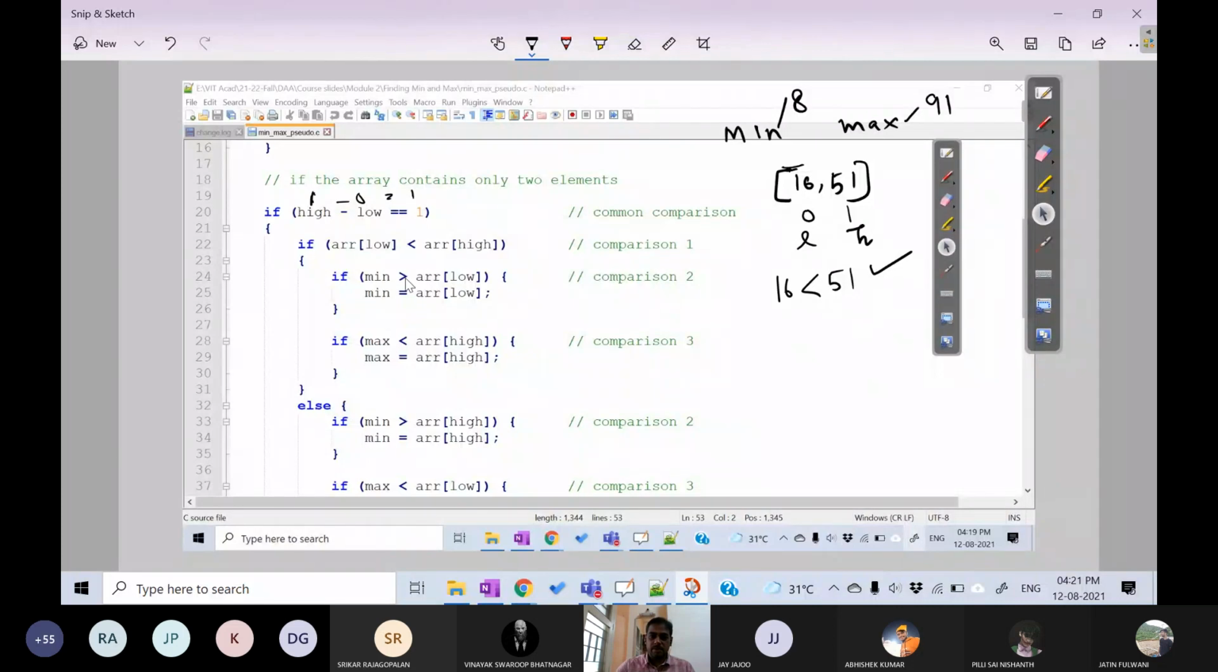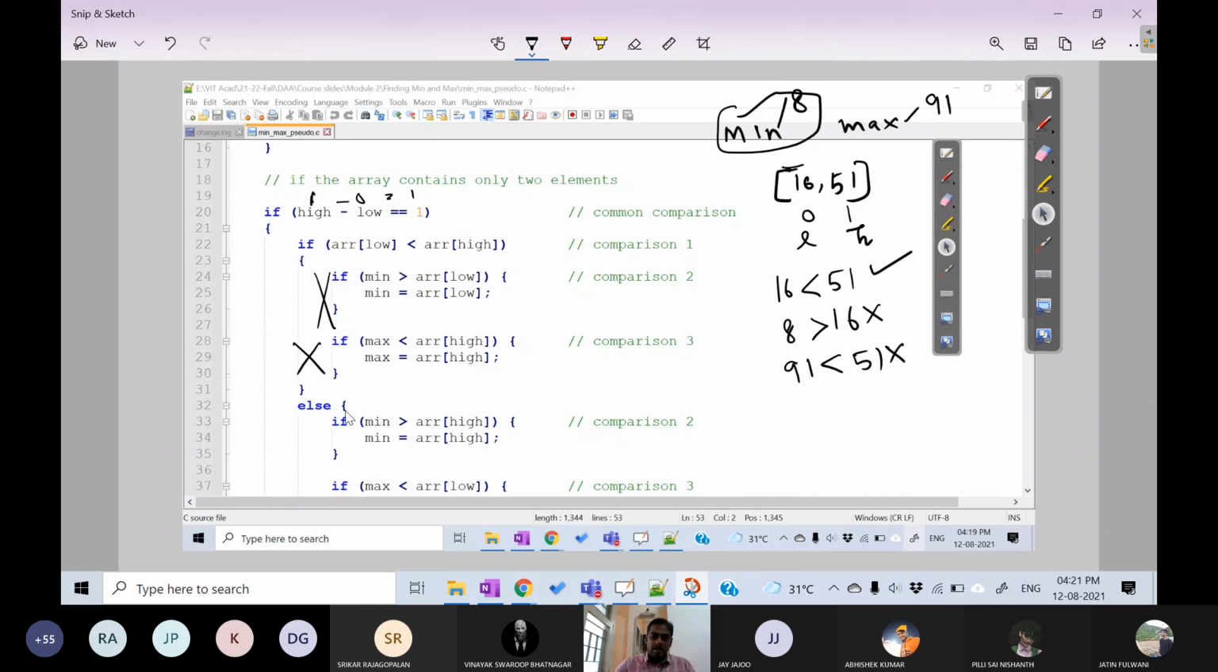If this is true, we check if minimum is greater than array of low. What is minimum? Current minimum is 8. If it is greater than array of low, which is 16, then minimum is equal to array of low, but this is not greater. So this condition is false. It will not enter here. This part is not taken for this particular example. Now check for maximum. If maximum is less than array of high: maximum is 91. Is 91 less than 51? No, this is also wrong. So this part is also not taken.